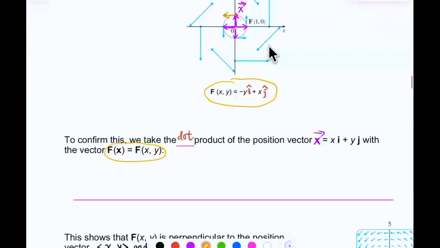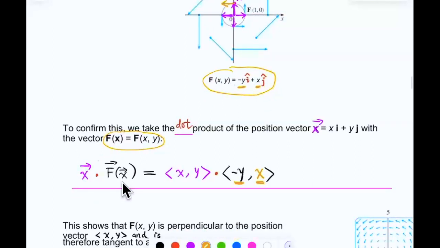Let's take the dot product. So I have x bar, with this notation, it has x and y in here, dotted with, what should I put as the first component for this one? Negative y. Yeah, so that's negative y. And then this one here is x.